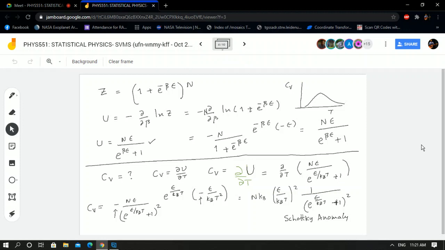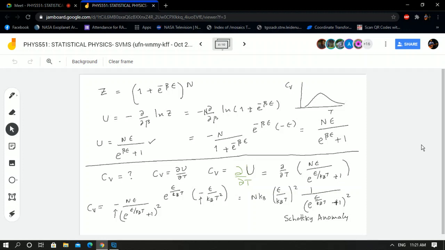Now this function has a maximum. What happens if T goes to infinity? If T goes to infinity, that means x goes to 0, correct? Because x is given by epsilon by kBT. Similarly, if T goes to 0, that translates into x going to infinity. So T going to infinity means x going to 0, and T going to 0 means x goes to infinity.